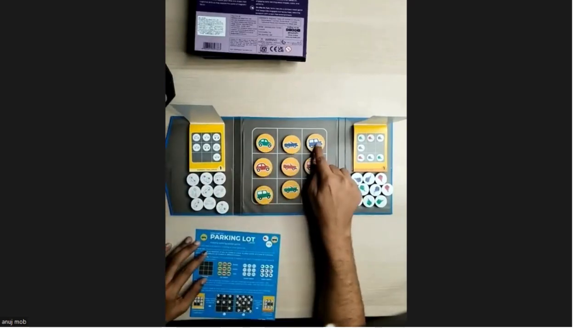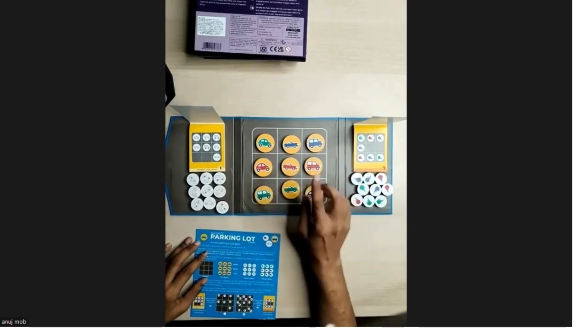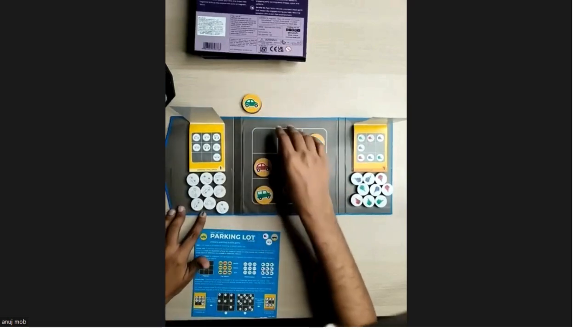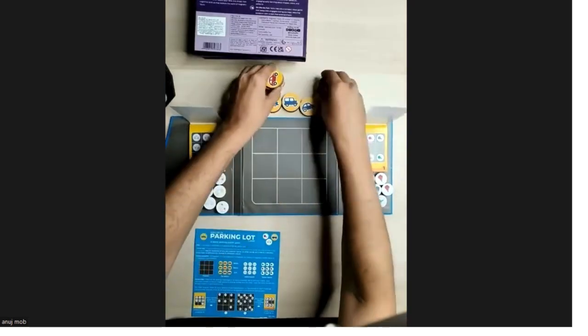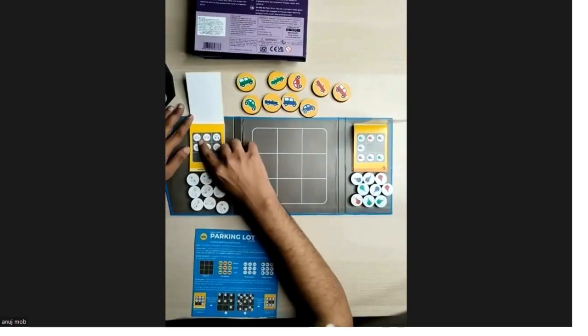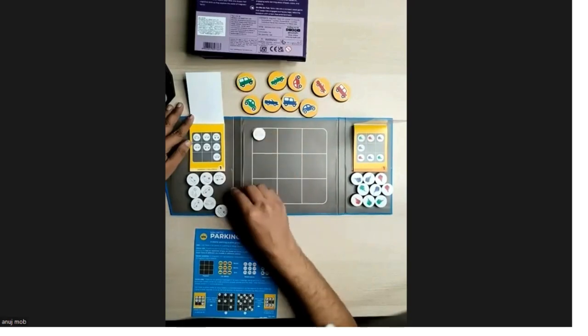That no color will be in the same line, or no model of the car will be in the same line or the row. बहुत simple है. We'll solve the first one, you'll understand. Okay, so first I'll take out all the actual tokens. Now on the left hand side, I'm seeing a white beetle. I'll take the white beetle and I'll put it on top.